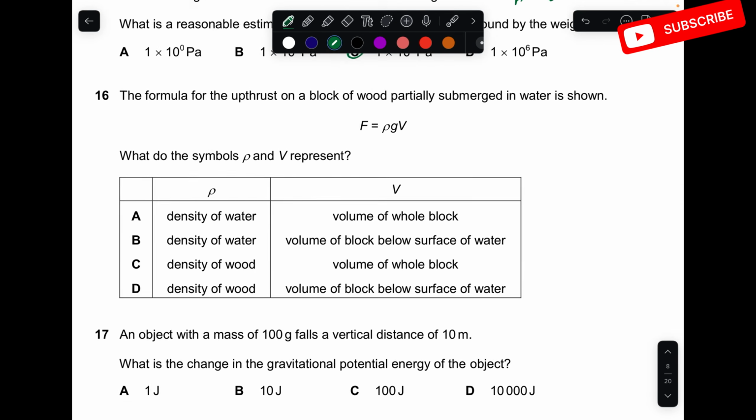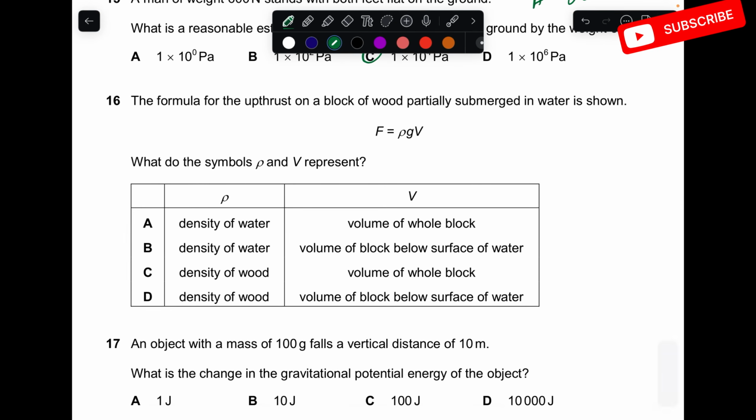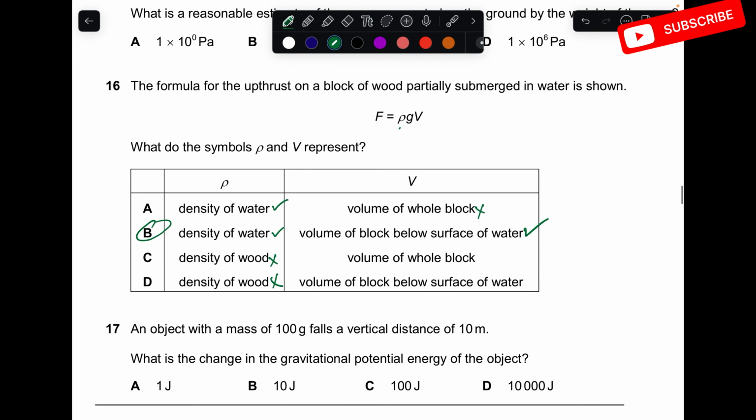Question 16. The formula for the upthrust on the block is given. What do the symbols rho and V represent? Okay, rho represents density of water. V is the volume of the whole block? No, it is the volume of the block that is submerged in the liquid. So this rho is the density of the water, so this is correct. And these are not the density of the wood, so C and D are not the options. Most probably it is B, volume of the block below the surface. Yes, it is submerged in the liquid.